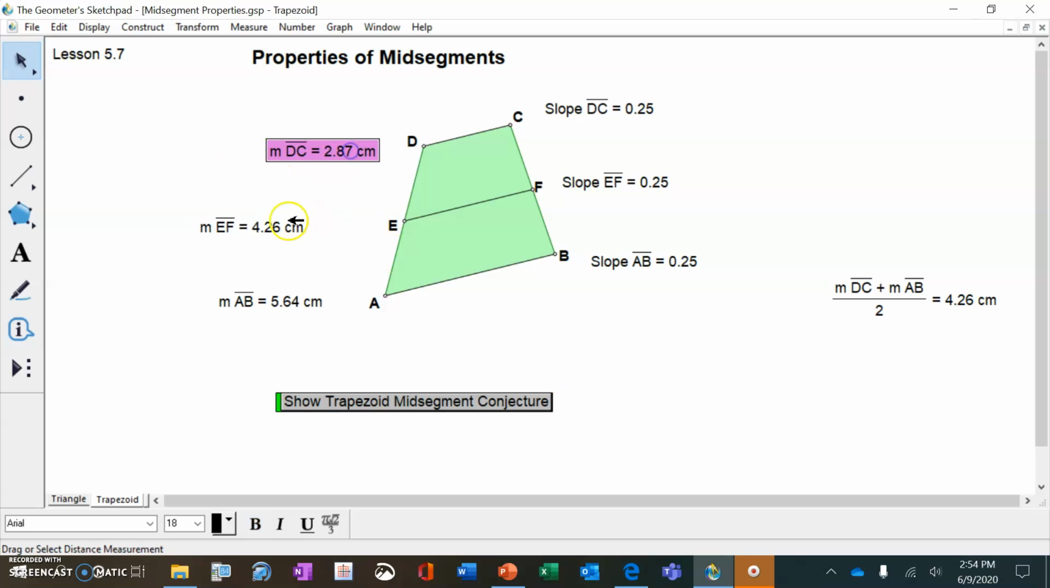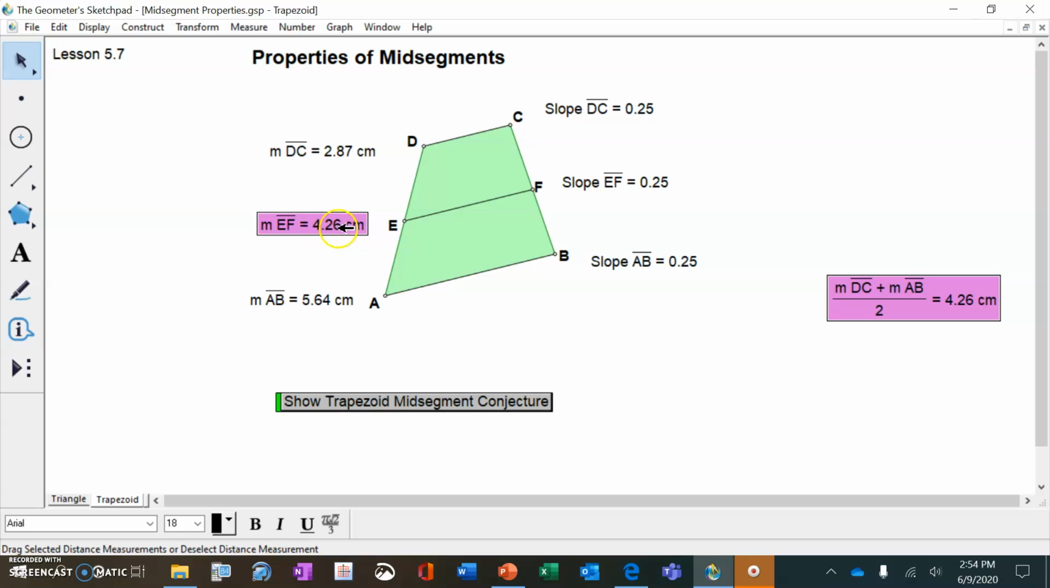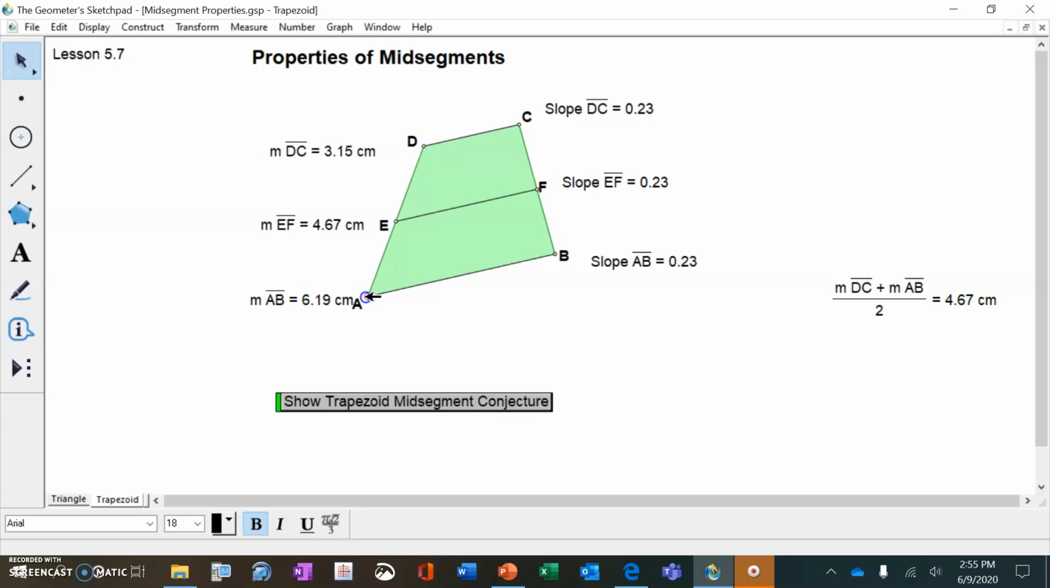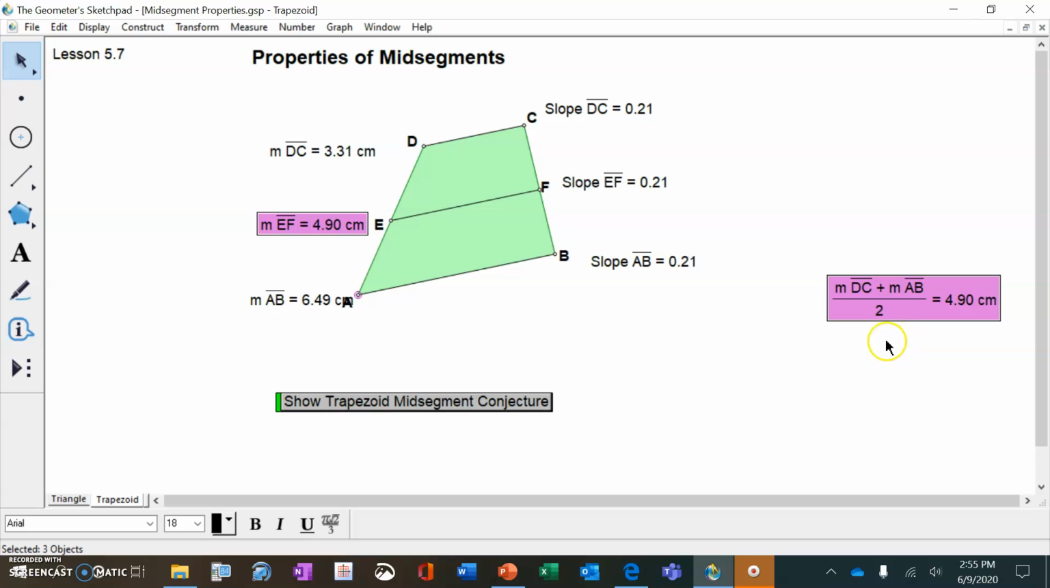Then we measured the top base, the midsegment, and the bottom base. And then I took these two bases over here, and I found their average. I added them up and divided it by 2, and look what I got, 4.26. So if I get rid of those and highlight this, 4.26 was the midsegment's length. If I move this, look, 4.90, and this is the average of the bases, the top base plus the bottom base divided by 2.